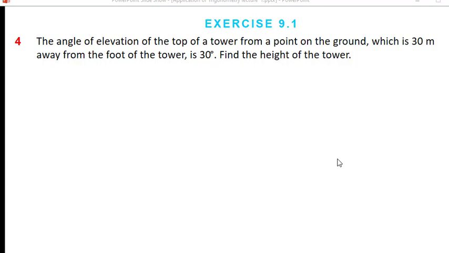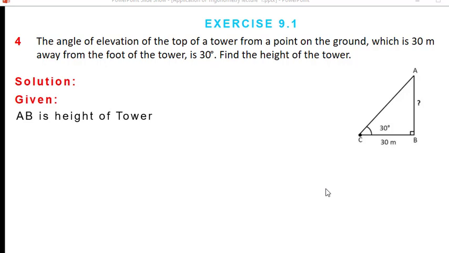So there is a tower, okay. I am viewing or seeing that tower from a distance of 30 meters from its foot, okay, at an angle of 30 degrees. So the picture is clear in my mind. I have to find the height of the tower. So again, the height of the tower, that is AB, we have to find out. Angle ACB, 30 degrees, is given and BC is given 30 meters.